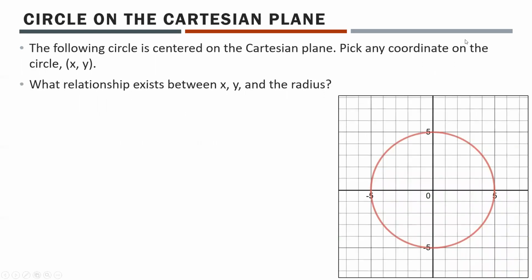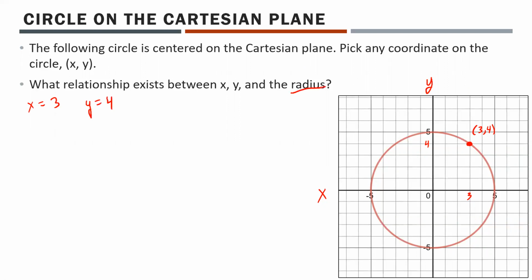So first of all, we're going to start with a circle on the Cartesian plane. Remember, the Cartesian plane is just a grid, like an X and a Y grid, where you have an X-axis and a Y-axis. My first question here is: pick any coordinate on the circle, so pick an X and a Y, and what relationship exists between X, Y, and the radius of the circle? You can pick whatever X and Y you want in this circle. Personally, I see this one right here as being pretty special. Notice this appears to be at the point 3, 4, so the coordinate would be 3, 4. So we know in this case X is 3, and Y is 4.